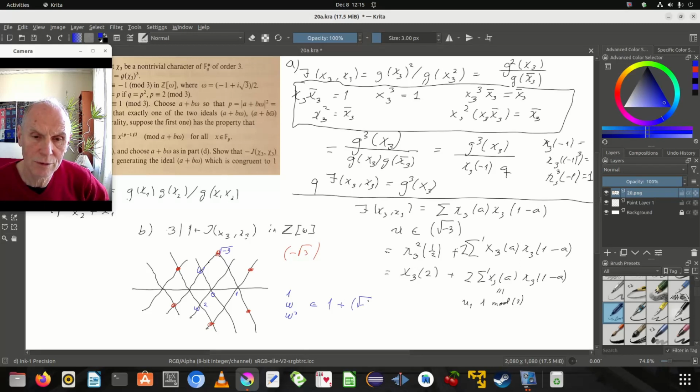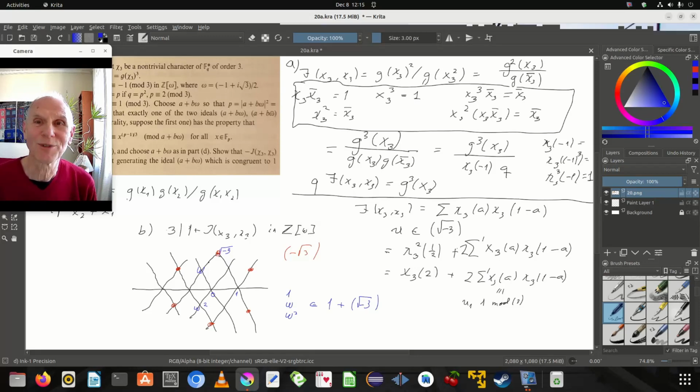Square root of minus 3. Oh, this minus should be in there. Never mind, I'll correct that afterwards. So that was just a little notion, so now I'm going to lunch.